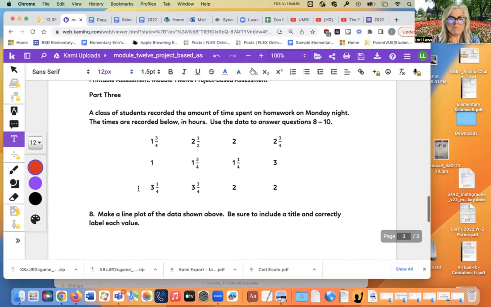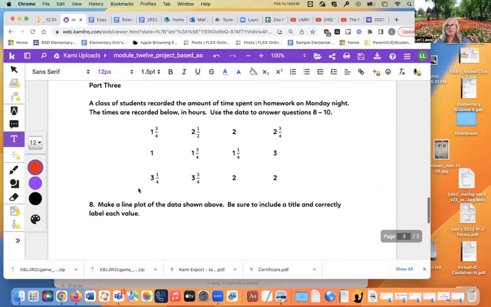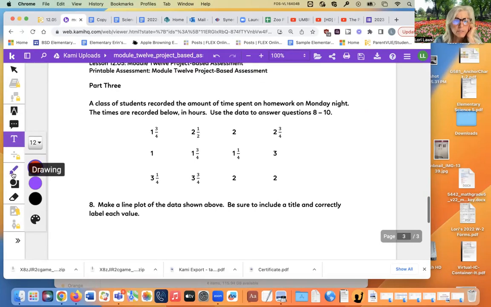Part 3, we're going to move on to part 3. So don't do the math on the others right now. Just follow along so you know what's going on or take notes. Part 3, a class of students recorded the amount of time spent on homework on Monday night. The times are recorded below in hours. Use the data to answer questions 8 through 10.